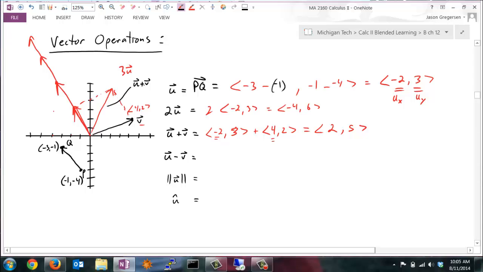All right, then we do subtraction. Go ahead and subtract those two vectors. In addition, we just added their components. Subtraction, we're just subtracting their components. So what do I get here?